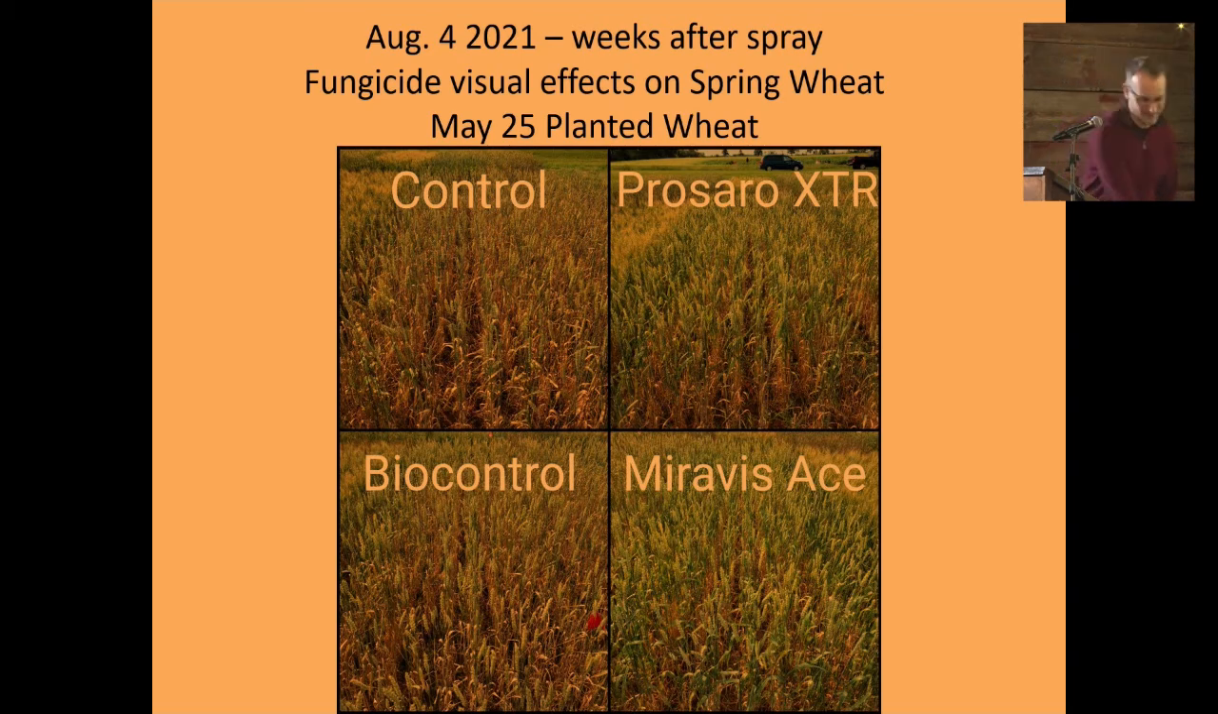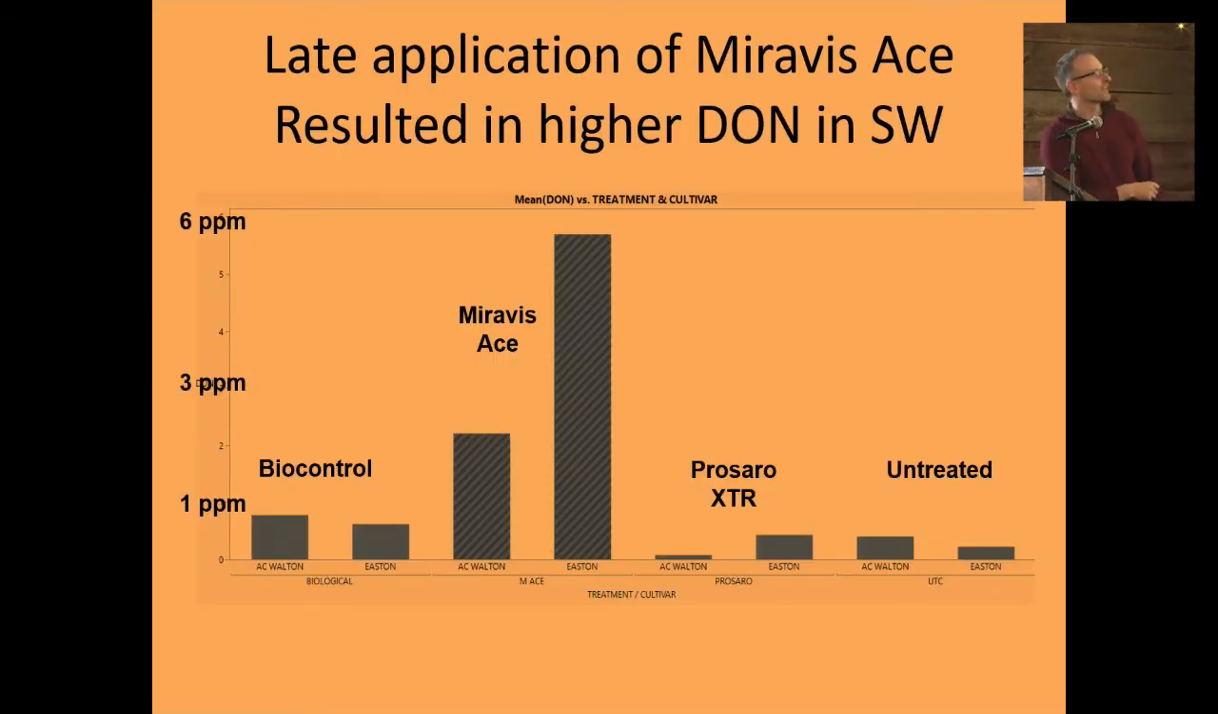If we look at the DON results, this is for the 2 cultivars, AC Walton and Easton. When we sprayed with Miravis Ace, we actually had the highest DON. And why do we think this happened? Well, we're still working on that, but we think it might be because there was so much rain during this anthesis period, we had to squeeze in a fungicide application when we could. And it was late, and it rained about 6 hours after we got it on. So we don't think we got the full effects of the fungicide, and we got it on late.